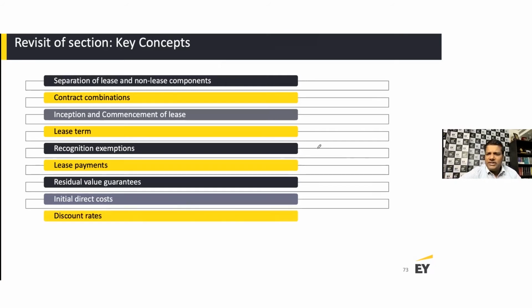We talked about the discount rate. What is the discount rate you need to use? From a lessee perspective, it is the interest rate implicit in the lease, or the lessee's incremental borrowing rate. If the interest rate implicit in the lease is not available, then you will use the incremental borrowing rate. From a lessor perspective, we talked about how they will use the same thing.